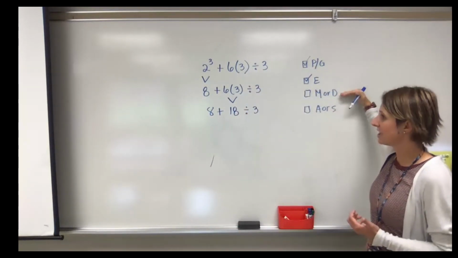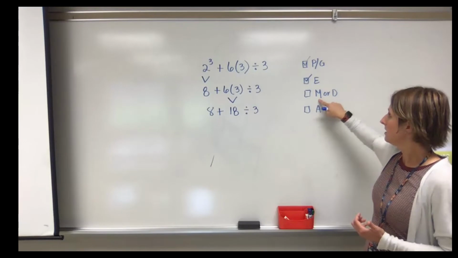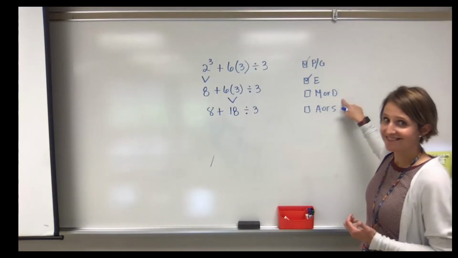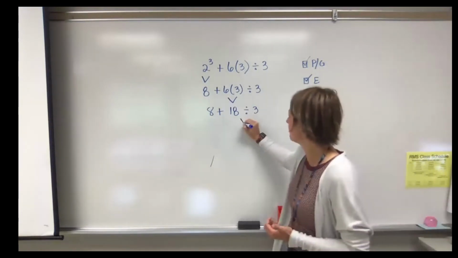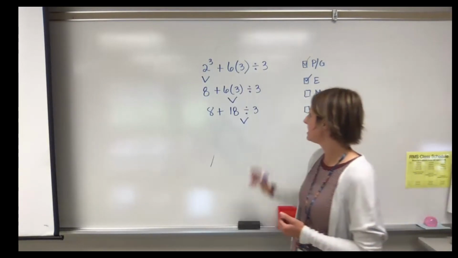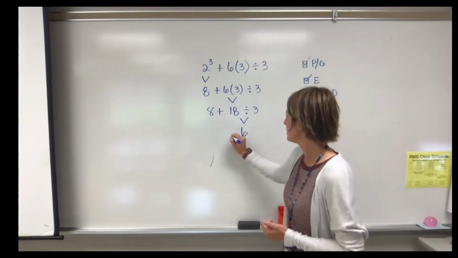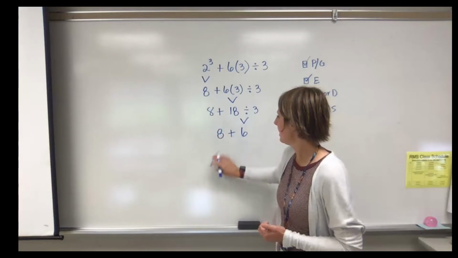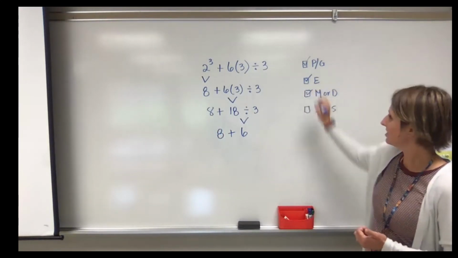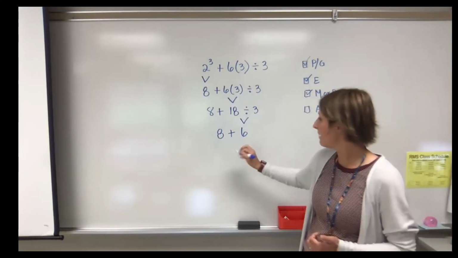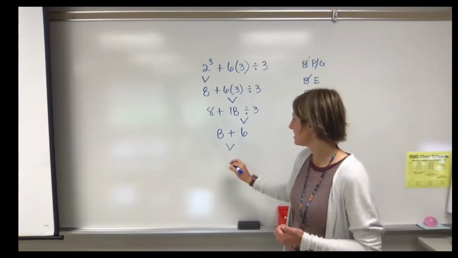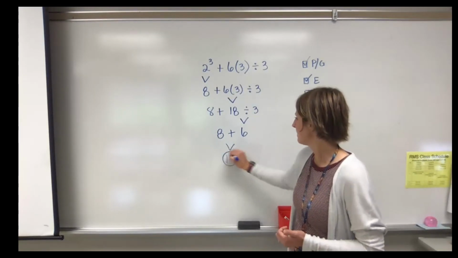Going back over to my checklist. Can I check this off yet? No, I have division left. That needs to come before the addition. So 18 divided by 3 is 6. Filling in what I haven't done. Now I can check that off. I have one operator left. 8 plus 6 is 14.